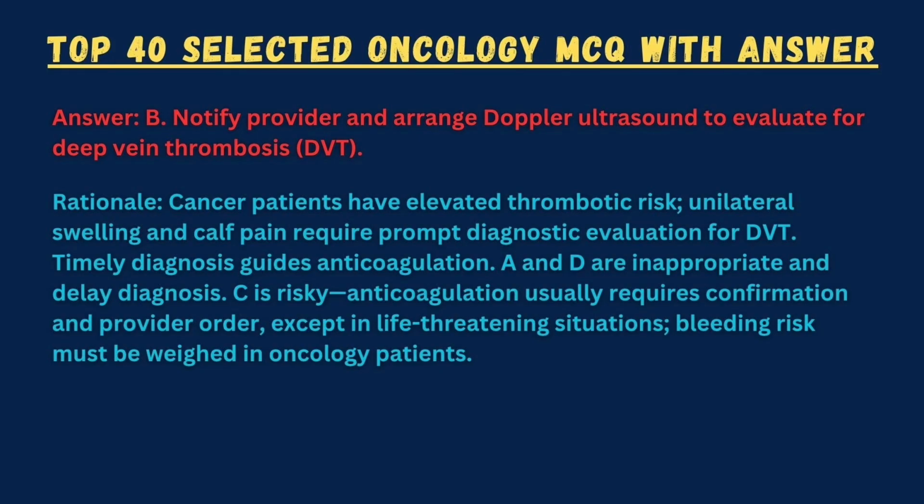Rationale. Cancer patients have elevated thrombotic risk. Unilateral swelling and calf pain require prompt diagnostic evaluation for DVT. Timely diagnosis guides anticoagulation. A and D are inappropriate and delay diagnosis. C is risky. Anticoagulation usually requires confirmation and provider order, except in life-threatening situations. Bleeding risk must be weighed in oncology patients.